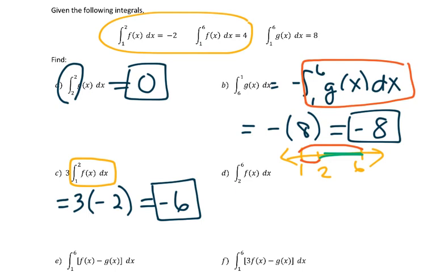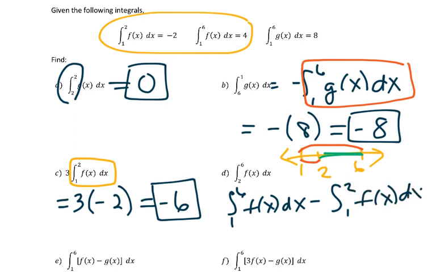So really we're doing 1 to 6 and we're going to subtract 1 to 2, and that should give us what we want. So from 1 to 6 it's 4 minus, and from 1 to 2 is negative 2, and that gives me 6.